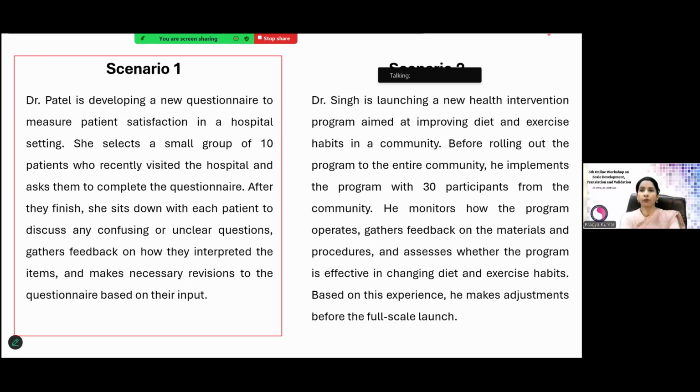So now you have to tell me which is pre-testing and which is pilot testing. Scenario one, first write the answer for scenario one. Scenario one is what? Pre-testing or pilot testing? Dr. Ravi and Dr. Chetanjeet are writing: scenario one is pre-testing. Ashwati is also writing, and pilot testing is two. So now have you understood the difference between pre-testing and pilot testing?